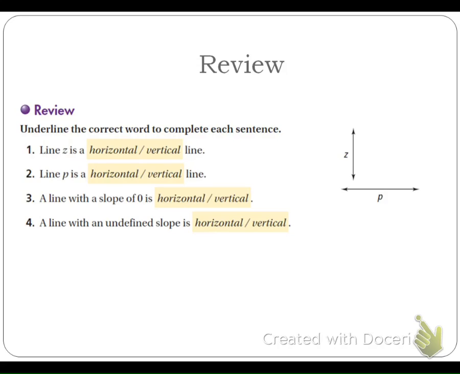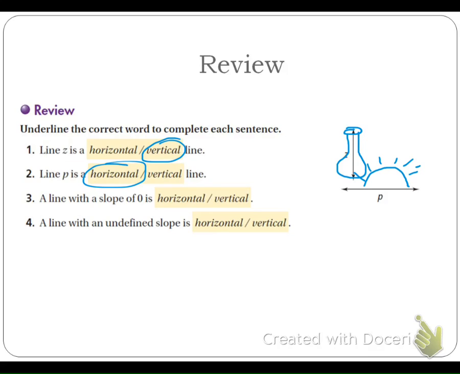Before we begin, let's do a quick review. Here we have two lines off to the right, Z and P. Line Z, is that a horizontal or a vertical line? Notice that it's going up and down, just like a vase goes up and down. Remember vertical vase to help you remember that a line that goes up and down is vertical. Line P, then it would be the opposite. A line that lays down on the ground, like where you see the horizon, is called a horizontal line.